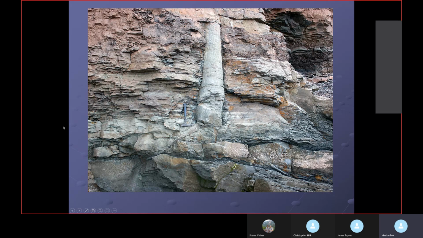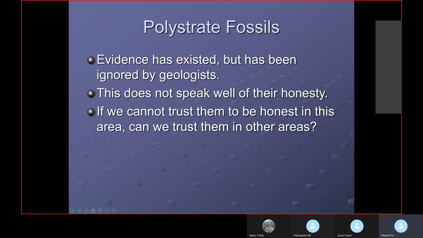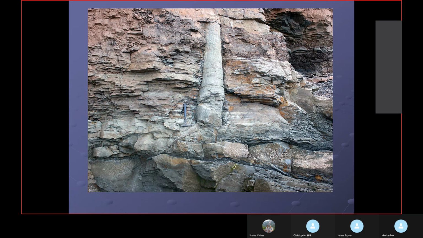Here's a polystrate fossil. Here's a little hammer for chipping them out. That's a polystrate fossil going through the rocks, through several layers of rocks.